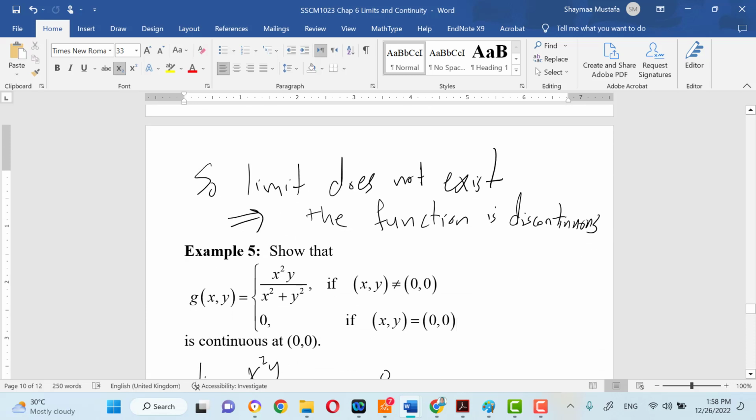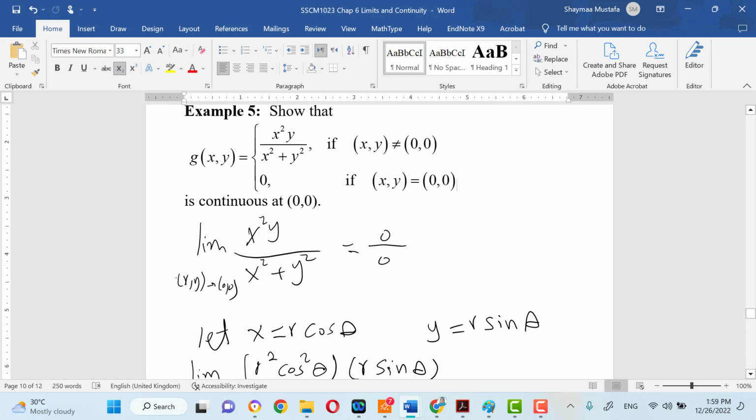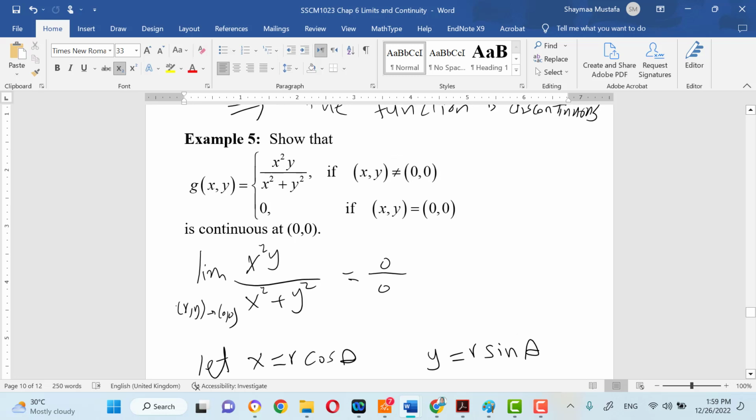Okay, here we need to prove that the function for this one is continuous. That means we need to prove that the limit exists and the limit should be equal to 0, because the value of the function at this point is equal to 0. So here if I calculate the limit, it is equal to 0 over 0. So direct substitution fails to find the limit. So you need to find another way. L'Hospital's rule cannot be applied because it is a multivariable function.